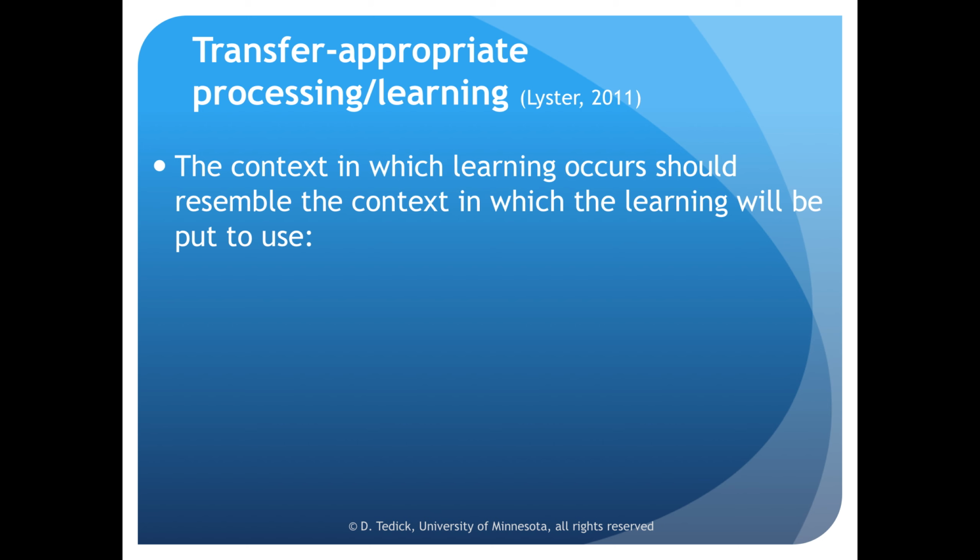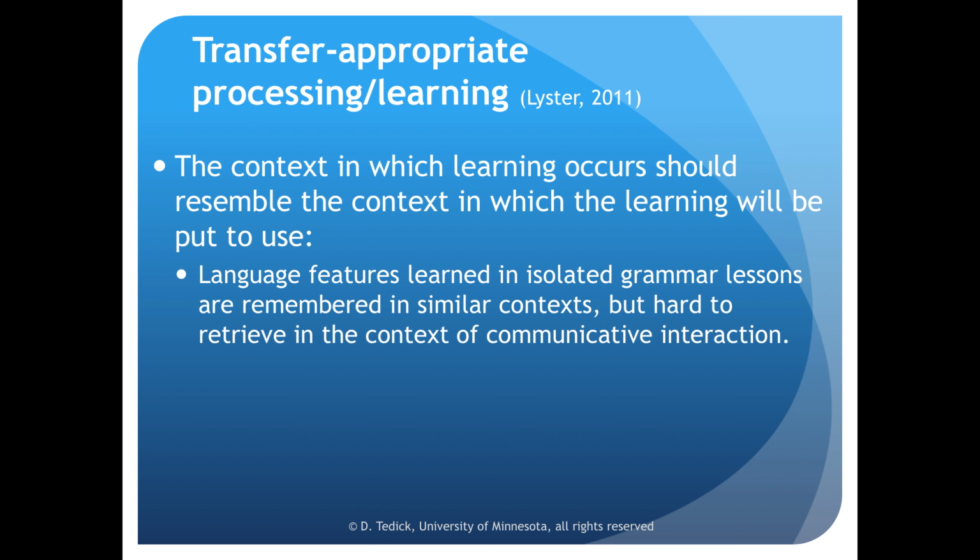Transfer-appropriate processing or learning means that the context in which learning occurs should resemble the context in which the learning will be put to use. I'll give you an example here that'll clarify that in just a few minutes. So language features that are learned in isolated grammar lessons are remembered in similar contexts, but then it's hard to retrieve that information in the context of communicative interaction.